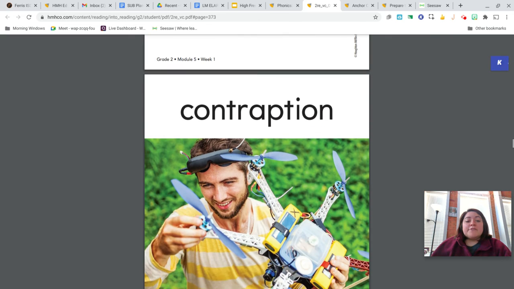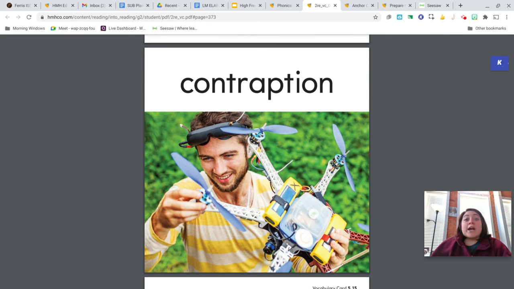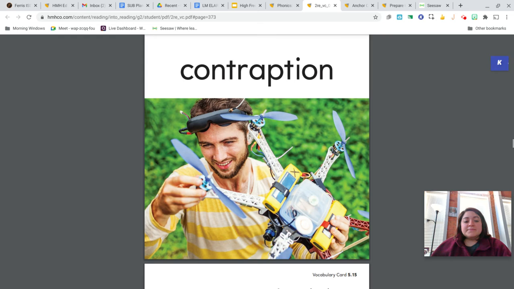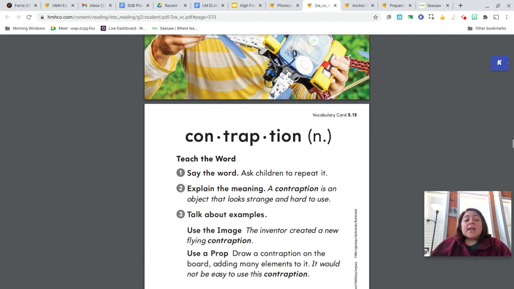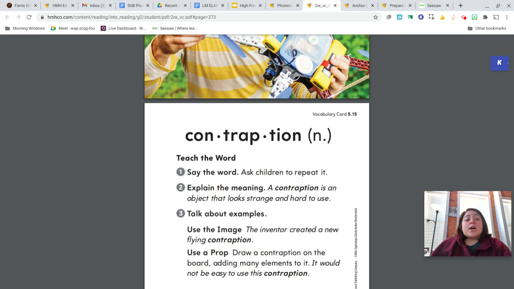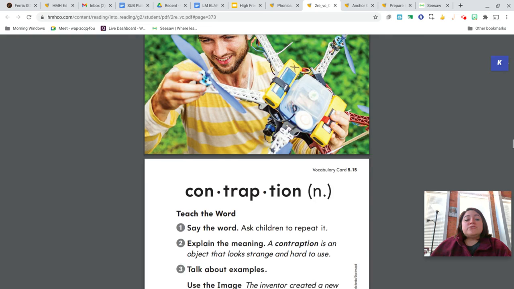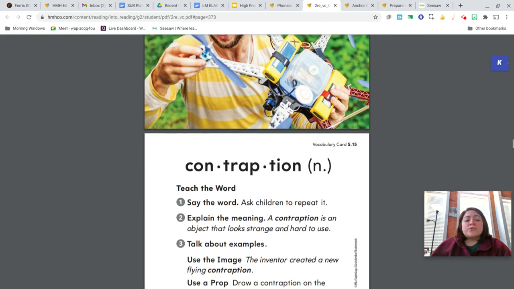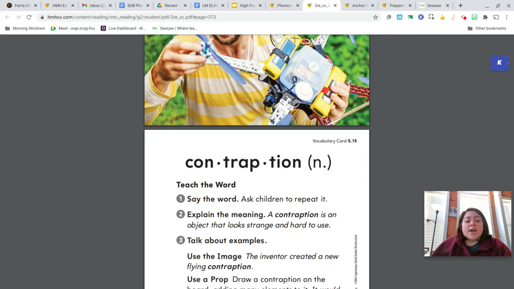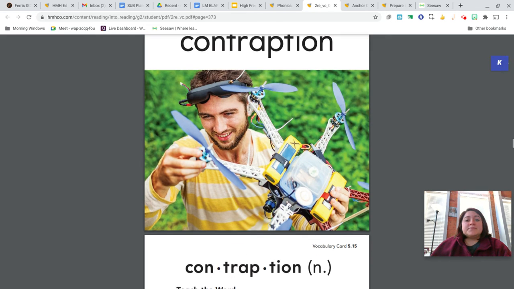All right. Everybody say, ooh, I like this word, contraption. Contraption is a noun. A contraption is an object that looks strange and hard to use. So it says, the inventor invented a new flying contraption.